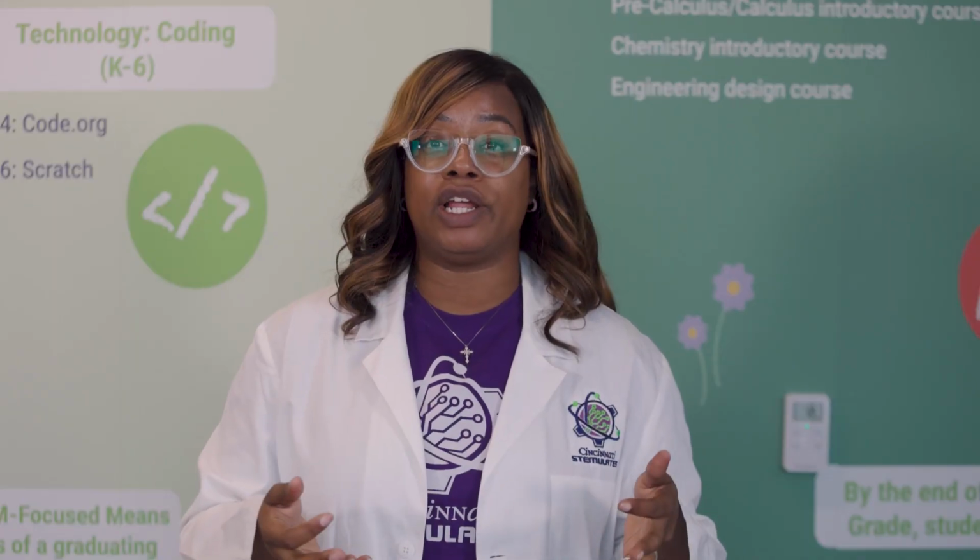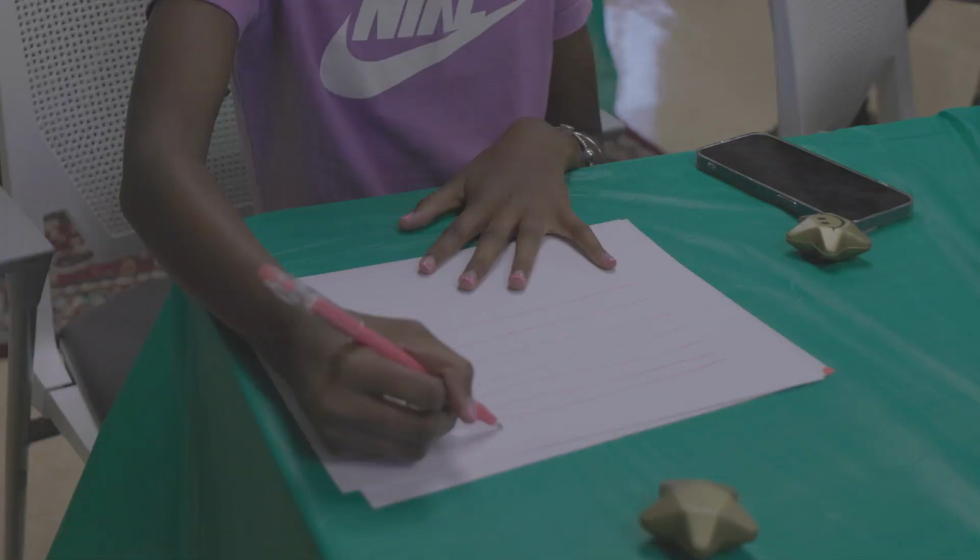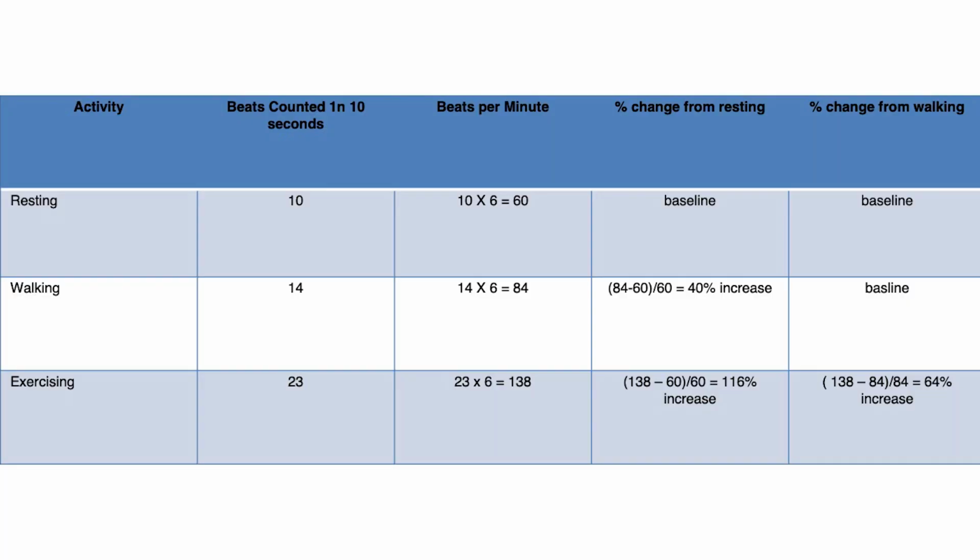Once you've collected your data, you want to input that information into your chart. You will see that there's a space for resting, walking, and then whatever that vigorous exercise may be. You'll input in the second column what your heart rate was. So what was your resting heart rate? That's that number times the 6, what you counted in the 10 seconds multiplied by 6. You'll do that for both resting, walking, and then that exercise.